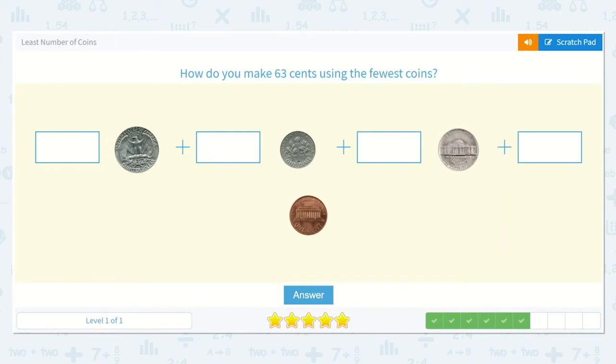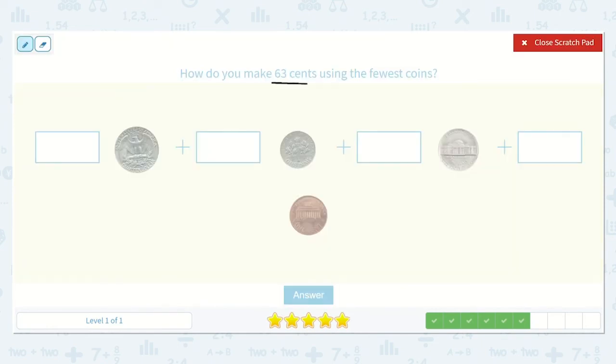Let's take a look at the next problem. How do you make 63 cents using the fewest coins? I know when I count by 25s, it goes 25, 50, then 75, but 75 is too much, so I know we can have 2 quarters.